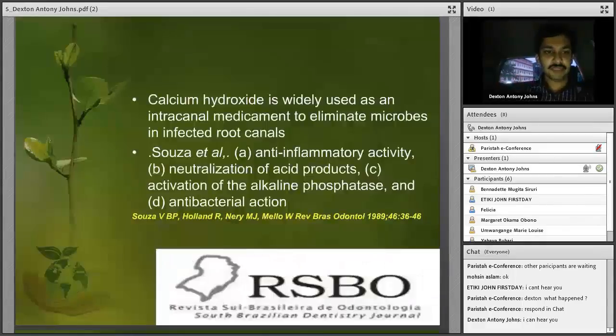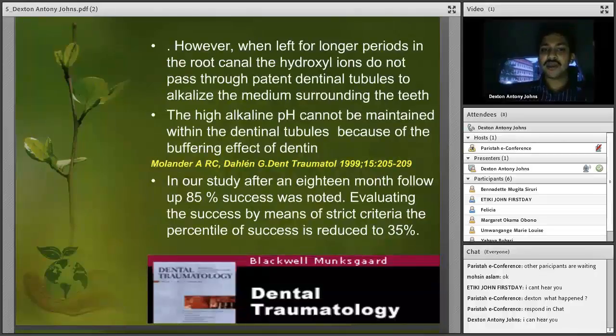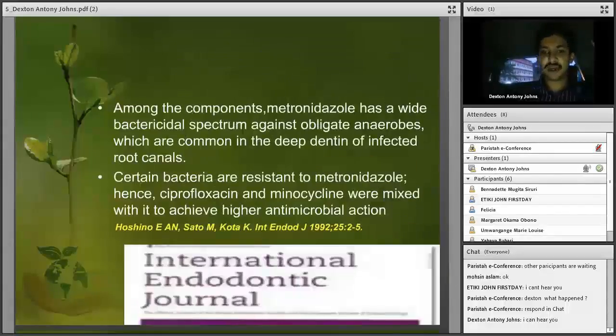Moving on to the discussion part, calcium hydroxide is widely used as an intracanal medicament for disinfection. It was found to be a good anti-inflammatory agent, with neutralization of acidic products and an antibacterial action. However, longer periods of placement of calcium hydroxide could cause a reduction in the strength of the dentine, and because of the buffering action of the dentine, the action is short-lived.